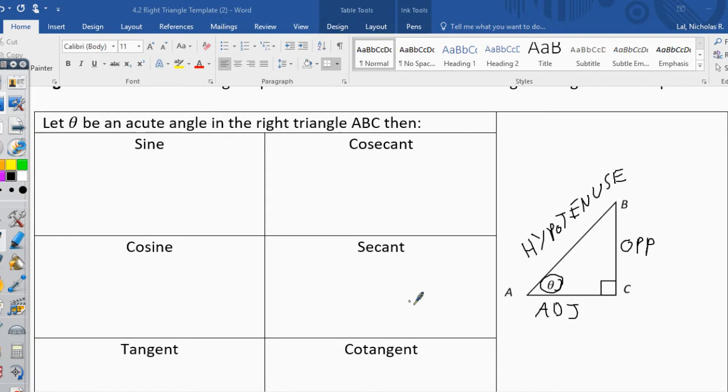Hypotenuse. So this is the ADJ, that stands for adjacent. OPP, that is the opposite.